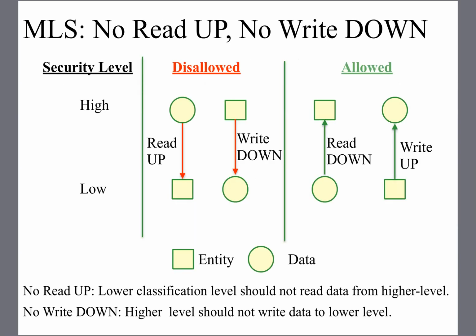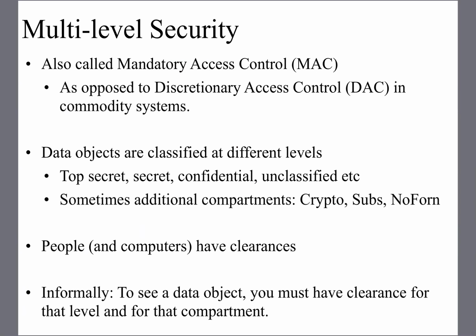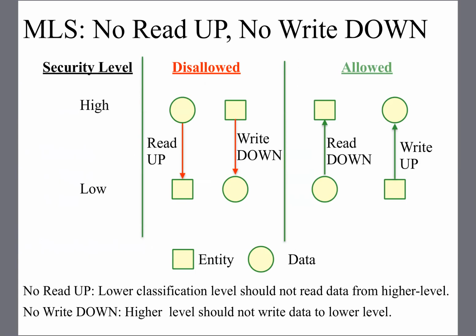If you think about how this is implemented, the implementation of this MLS mechanism, remember that it's not just people but also computers that are these entities. In the previous slide we had people, but also computers that might want to access and process this data. So both need classification. In this picture, the rectangles are entities, people or computers, and data is the data that you're trying to access.